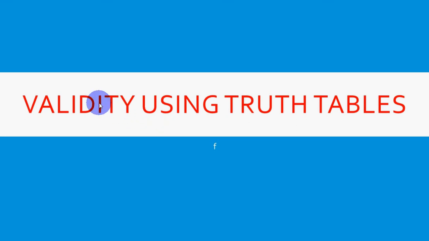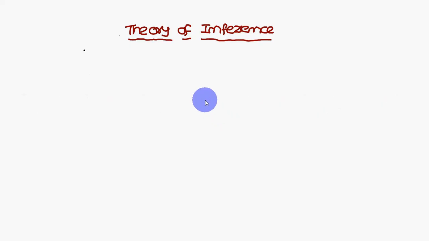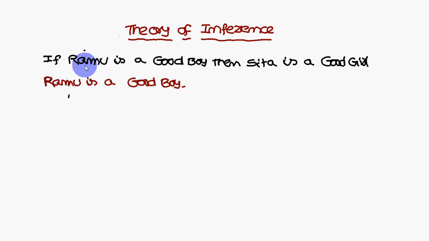Good morning, students. Today we are going to discuss validity of an argument using truth tables. So, first we will consider one statement. If Ramu is a good boy, then Sita is a good girl. Let us consider. I have given Ramu is a good boy. Then what about Sita? If Ramu is a good boy, then Sita is a good girl.